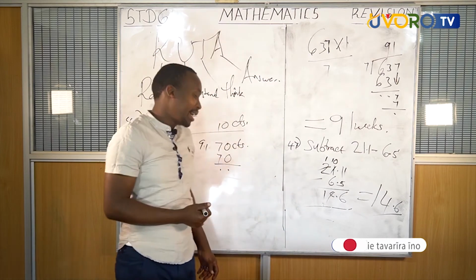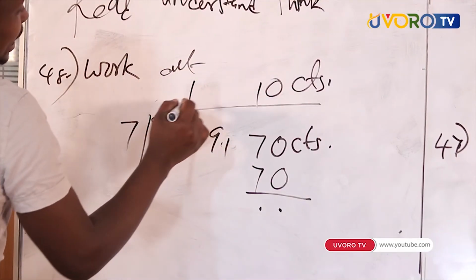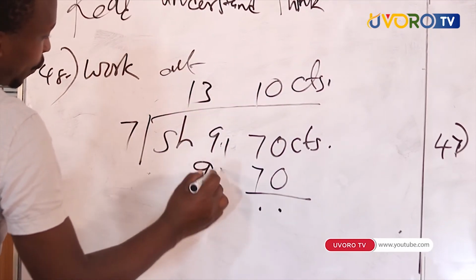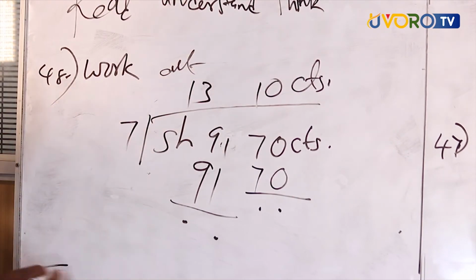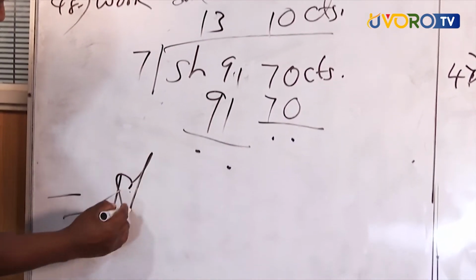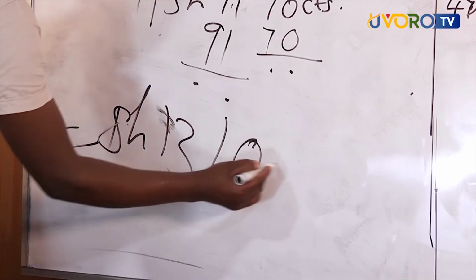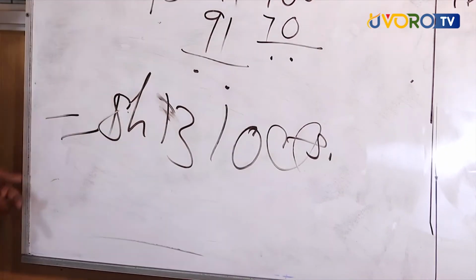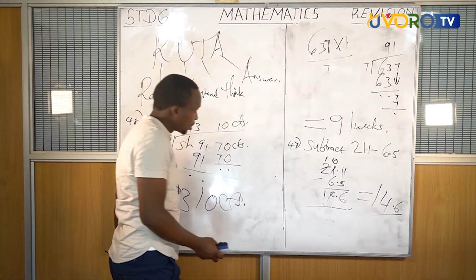Very good. Yeah, we have somebody who is so accurate. That is 13 because of 91. Okay, so the answer is 13 shillings and 10 cents. 13 and 10 cents.